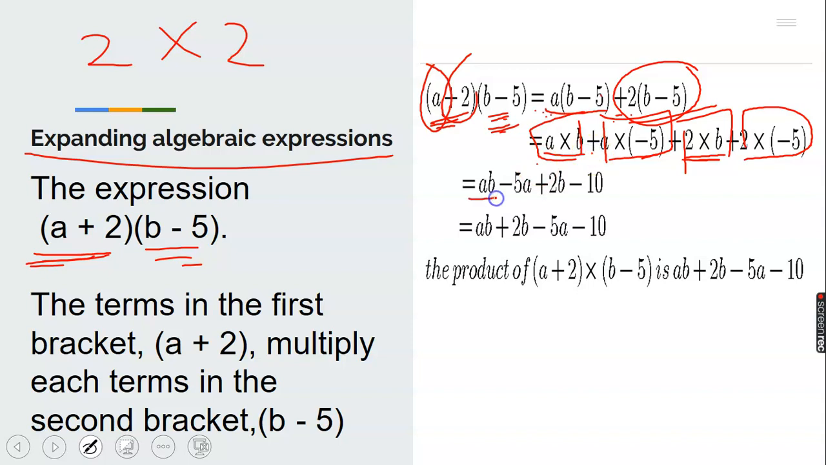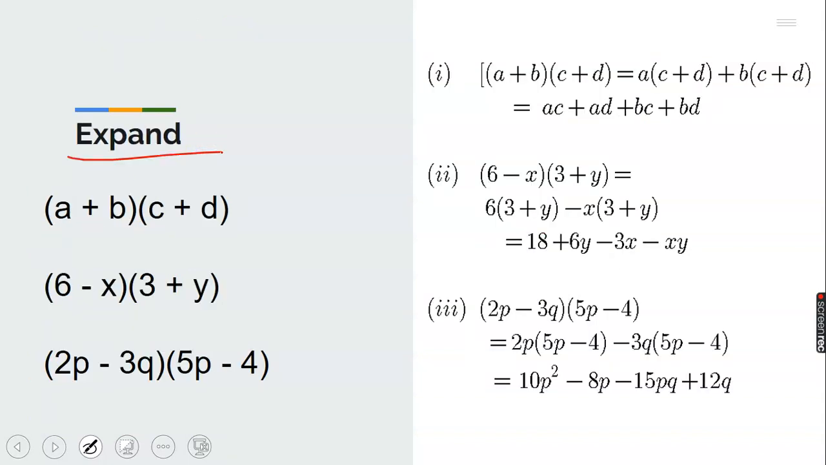A times b equals ab. A times minus 5 equals minus 5a. Then 2 times b equals 2b, then plus 2 times minus 5 equals minus 10. This is how to expand a bracket. Now, the product of a plus 2 times b minus 5 is ab plus 2b minus 5a minus 10. That is how to expand an algebraic expression.